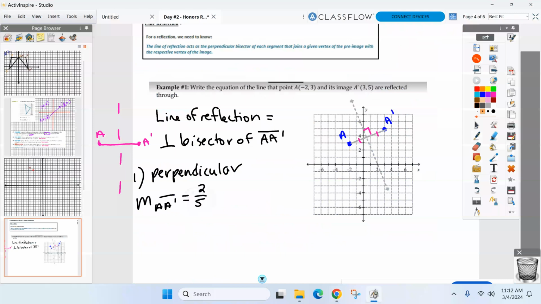So that means, oh, wait, the line of reflection is the perpendicular bisector of that. So is everyone all right if I abbreviate it LOR?